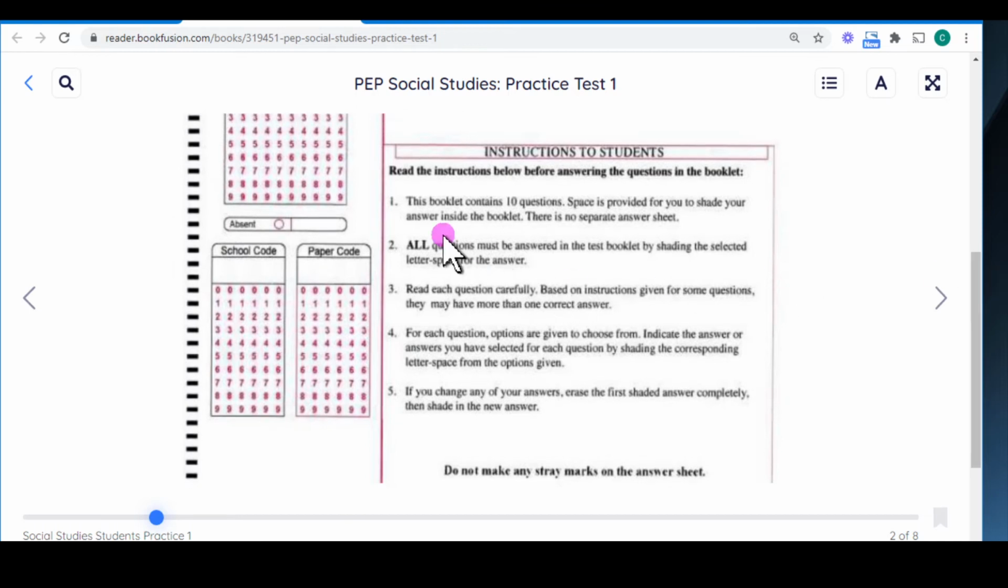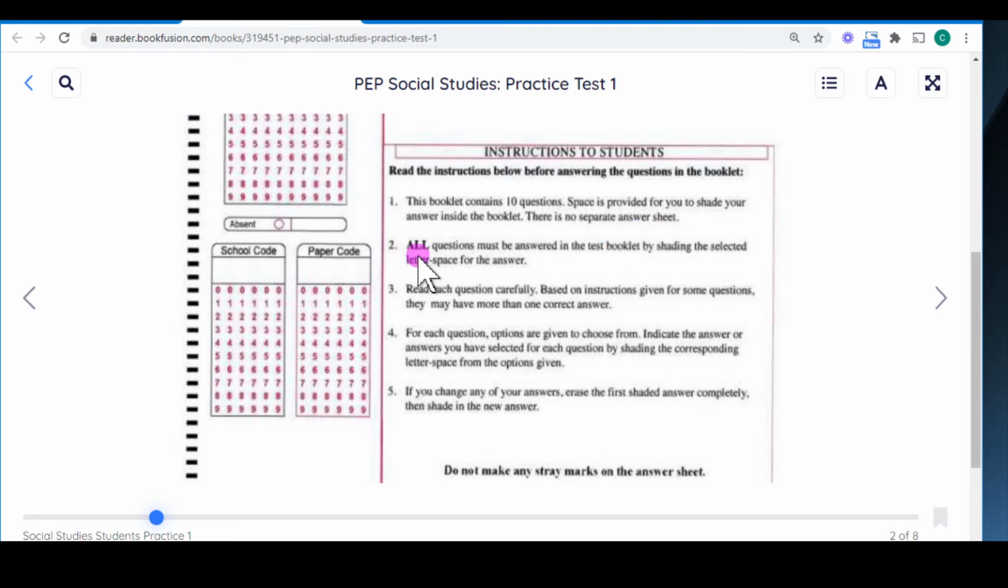Now, to the instructions. Read the instructions below before answering the questions in the booklet. This booklet contains 10 questions. Now, remember that on a regular paper, you may get 40 questions or whatever that particular exam has for you. So pay attention. If they say 10 questions, make sure you answer 10. If they say 40, you answer 40. If they say 100, you answer 100 questions. Space is provided for you to shade your answers inside this booklet. There is no separate answer sheet.